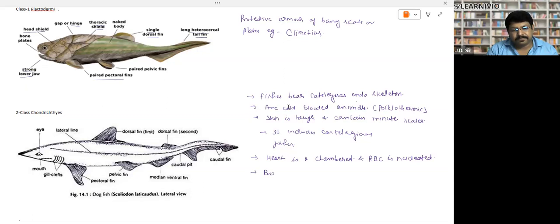Brain, a large smell sensing area. Do you know about the shark?